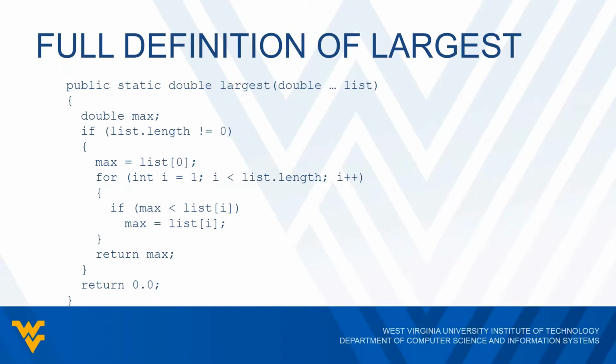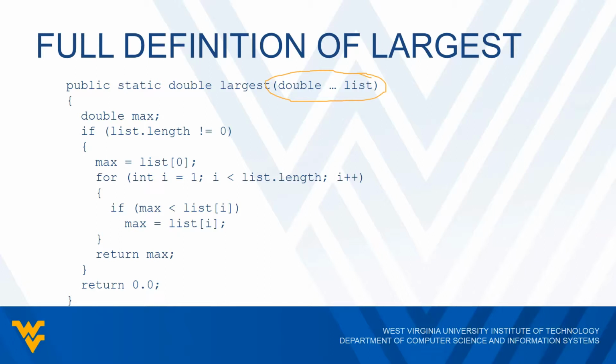Here's a complete definition of our largest method that uses the variable length parameter list. Notice that where we have our parameter for our method, we now have double with the ellipsis and then the list. The rest of it's pretty straightforward. We initialize some max variable, and as long as the length of our list is not 0, so we have to make sure there's actually something in the list, we'll initialize our max to the first element of our array. Then for the remaining elements, we'll check to see if the next one we're looking at is larger than the current max. And if so, then we update what our max is, and at the end, we just return max.